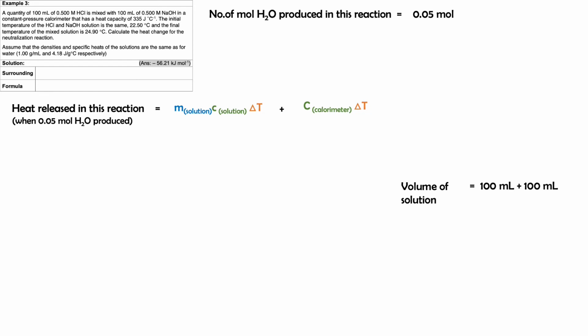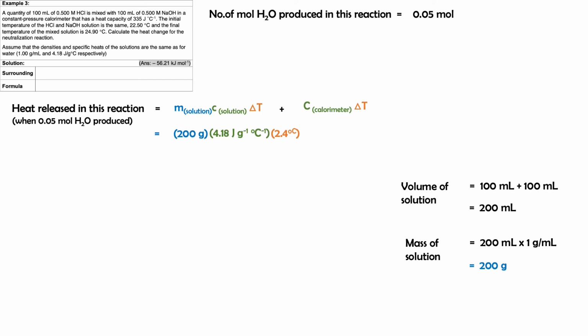So 100 plus 100, we are going to get 200 ml. So the mass of solution will be 200 gram. Now substitute it in the formula. Substitute also the specific heat capacity and the delta T, which is 2.4, plus. Now for the calorimeter, we had heat capacity 335 joule per Celsius, and the delta T is also the same, 2.4.